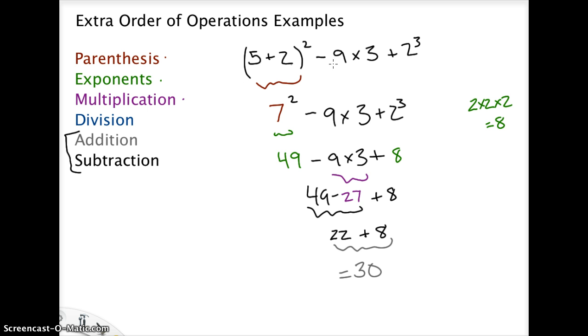Okay. Order of operations is our friend. Order of operations is only going to get even more fun once we start replacing some of these numbers with letters in the future. So give it a shot. Let me know if you would like some help with this.